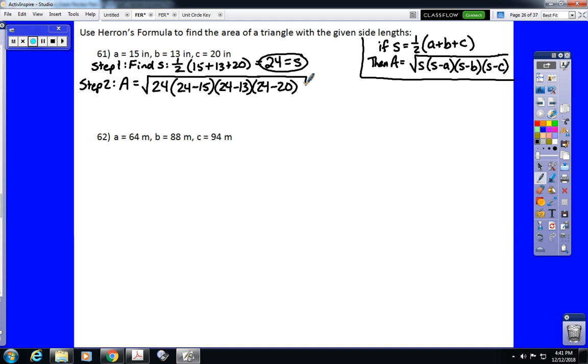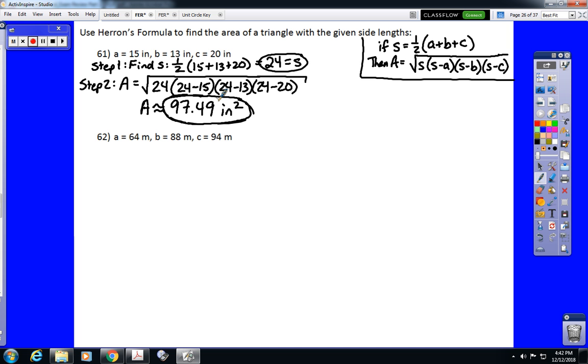24 times 24 minus 15 times 24 minus 13 times 24 minus 20. I'm literally just typing it in exactly like it reads, parentheses and all, not even hitting the times button. And that would give us an area of, and it doesn't matter what we round it to, let's go nearest hundredth, 97.49 square inches. And that is how we use Heron's formula.